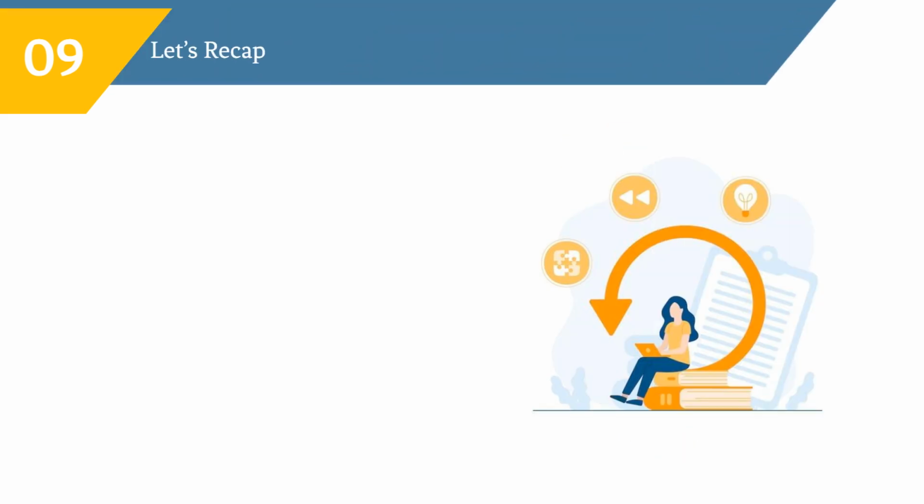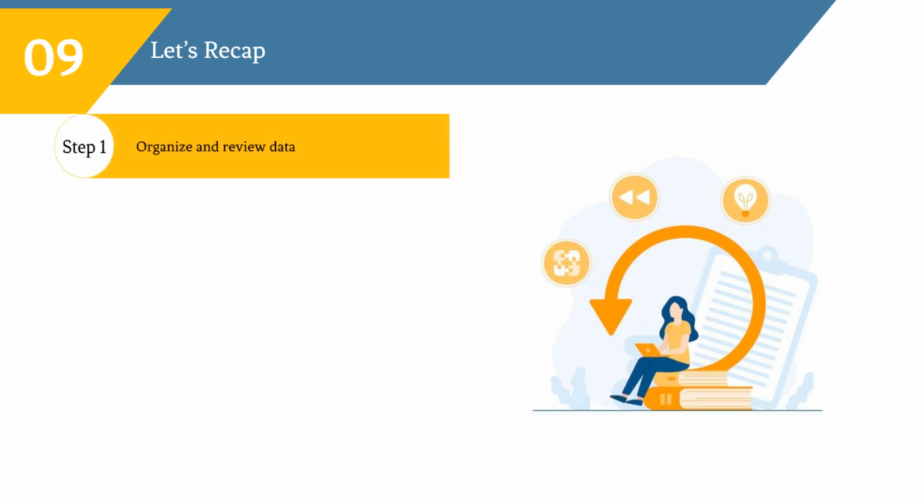Let's summarize the key steps we covered in this lesson on developing a supply plan. 1. Organize and review data. Ensure you have accurate data on stock, suppliers, funding, procurement, and distribution. 2. Make assumptions. Document data sources and set assumptions for new products, stock levels, delivery times, and funding availability.